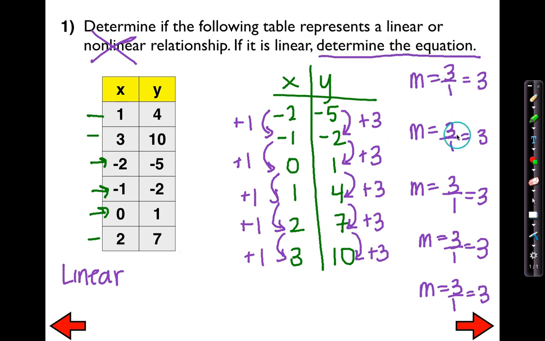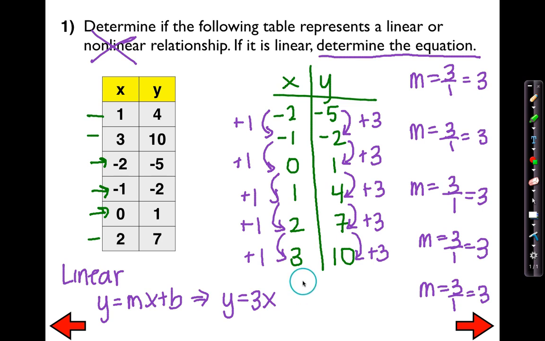Guess what? I already know part of it. My equation is supposed to follow the form y equals mx plus b. It doesn't have to, but this is a very easy form to kind of follow, slope-intercept form. So from here, I can start with y equals, I know what m is. M is 3, so I'm going to put y equals 3x. But now I need to figure out what b is.